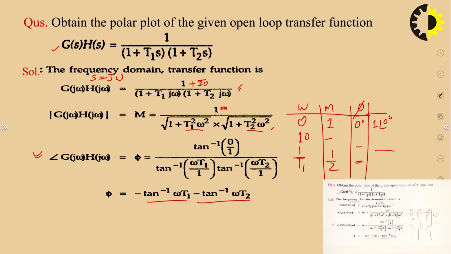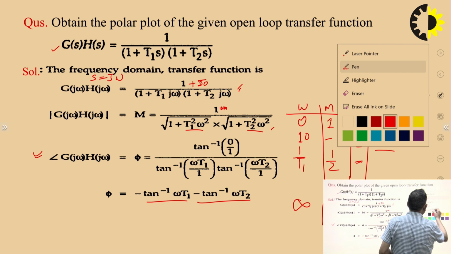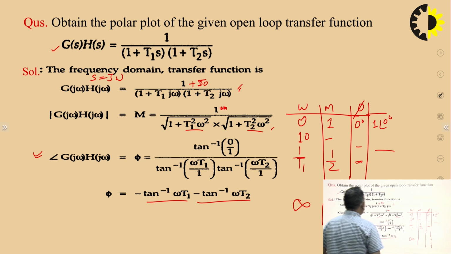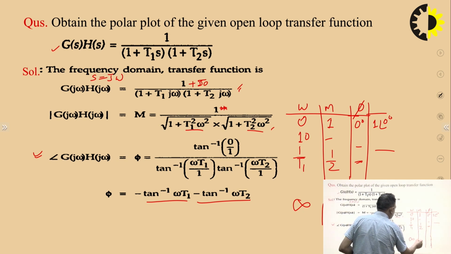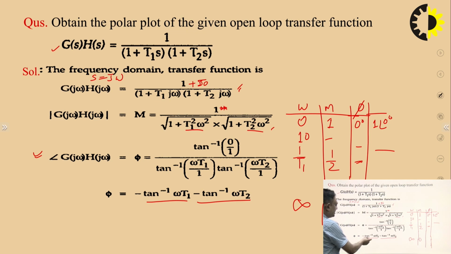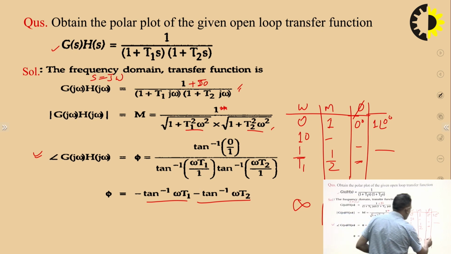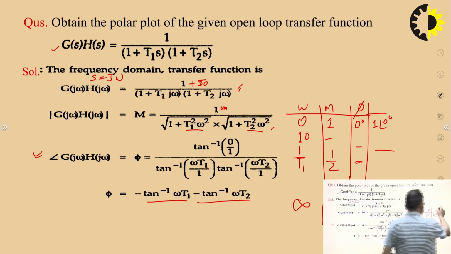So similarly, you can find out, at last, the value at omega equals infinity. When omega equals infinity, this term will become 1 by infinity, it means the magnitude will become 0. And here, minus tan inverse infinity, minus tan inverse infinity, it means minus 180 degree.